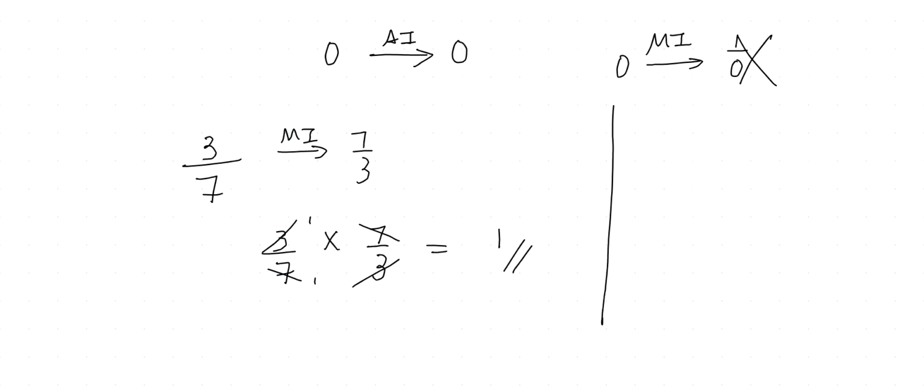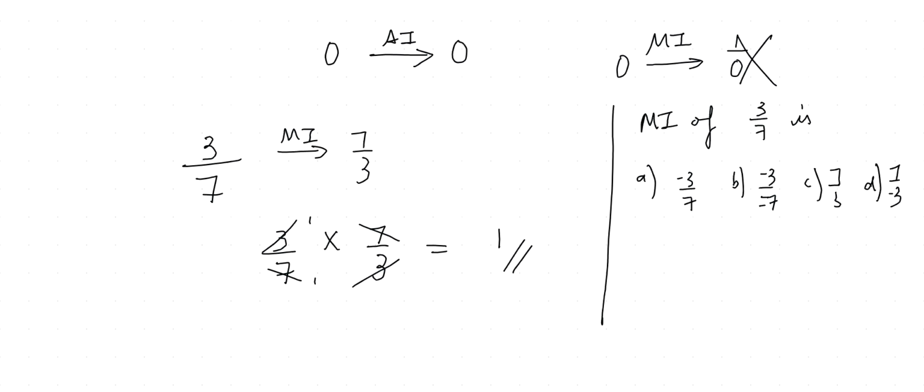For example, if I ask you the multiplicative inverse of 3 by 7, the options are minus 3 by 7, minus 3 over minus 7, 7 over 3, 7 over minus 3. All of them look confusing because they all look similar. But if your concept is strong, you will not have any confusion. There's no ambiguity here because there's only one correct answer. No multiple answers. You will have 4 choices. So, multiplicative inverse of 3 by 7. Or I can word it as reciprocal. Sometimes I will say multiplicative inverse, sometimes I will use the word reciprocal. They both are the same.